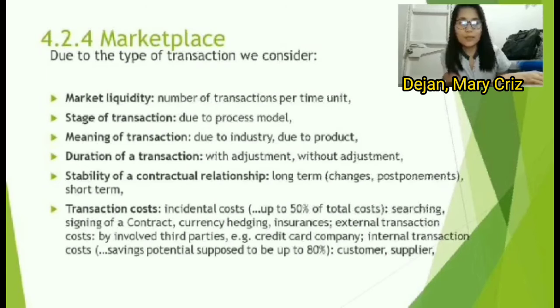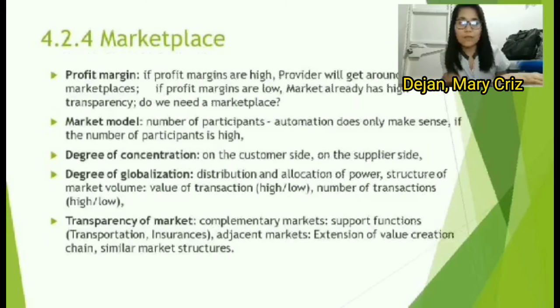Due to the types of transactions, we consider the market liquidity, number of transactions per time unit, stage of transactions, meaning of transaction, durations of transaction, stability of a contractual relationship, transaction cost, profit margin, market model, degree of concentration, degree of globalization, and transparency of market.